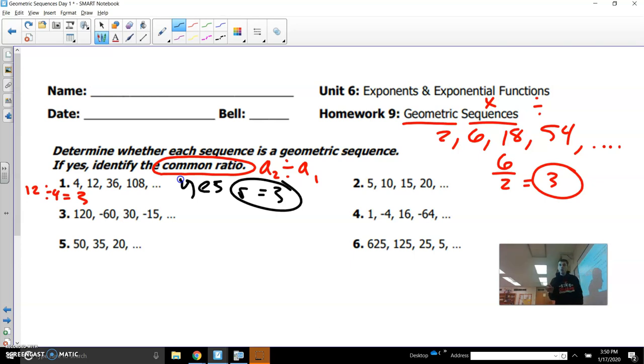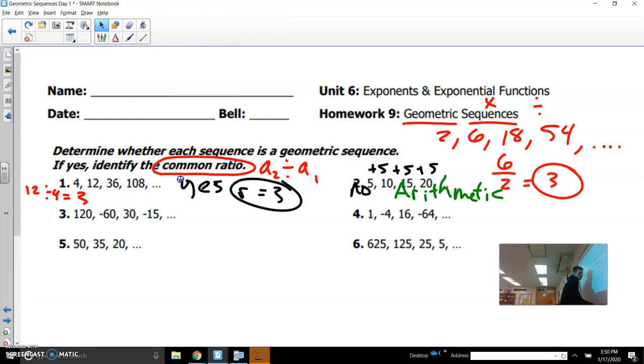Now number 2 is more of a sequence about adding. It seems to be adding 5 over and over and over. So is it geometric? No. But I hope at this point you connect a vocabulary word with this sequence. It is arithmetic. An arithmetic sequence is a sequence that uses addition or subtraction to continue the sequence further along.